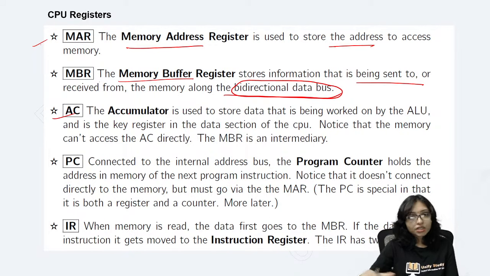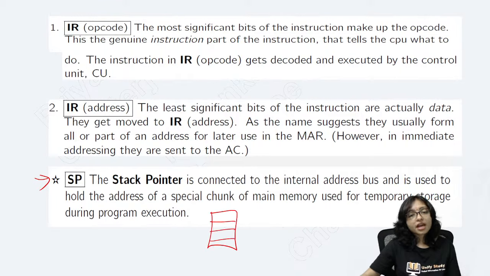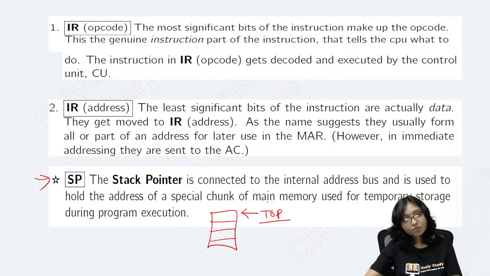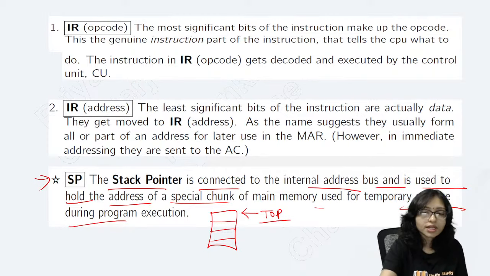Accumulator, I already told, is storing the data. Program counter is holding the next instruction address. Instruction register holds the current instruction. Here is the stack pointer. Stack is the special memory used for recursion purposes. The stack pointer is always holding the address of the top, it will always hold the address of the top location. That is the purpose of the stack pointer. It is connected to the internal address bus and used to hold the address of a special chunk of memory in the temporary storage. And always it will hold the top. Okay.